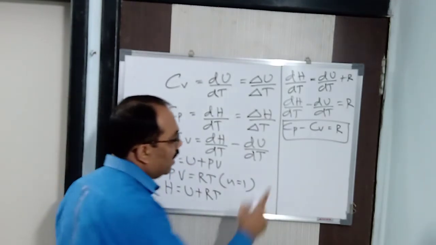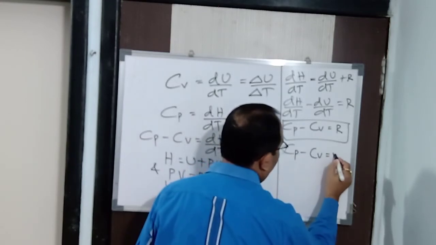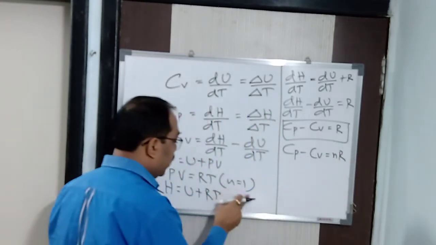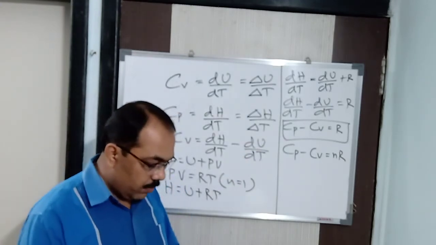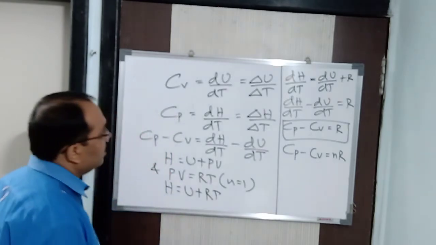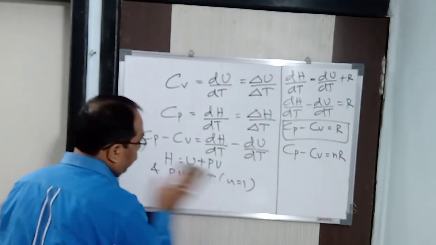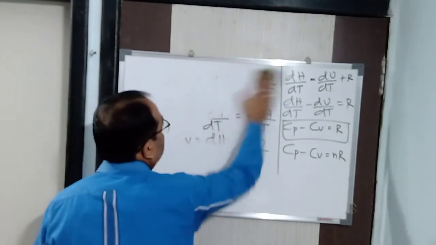For 1 mole it is R. For n number of moles, it is nR. Here I have taken n as 1, so hence Cp minus Cv is equal to R. For n number of moles, it will be nR. Now, next, if we want to find the atomicity of a gas, we will find the atomicity of a gas.